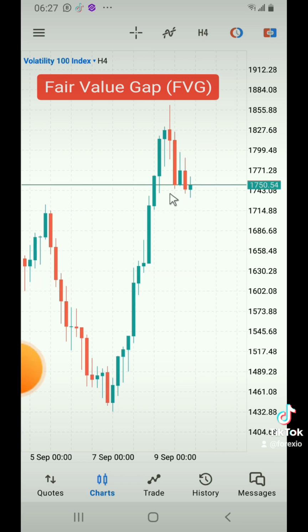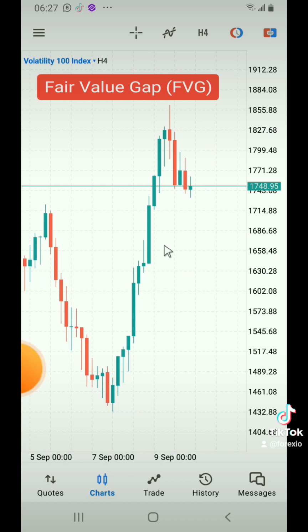This market could come here, mitigate this fair value gap here between here and here, mitigate this fair value gap, then push up to test this area again, and then later push down.